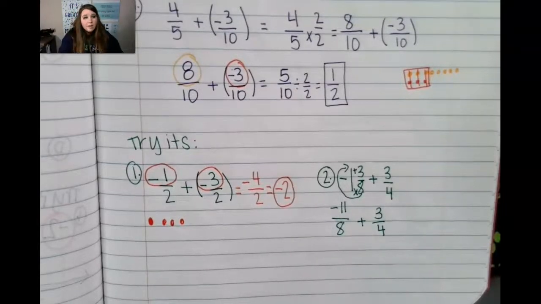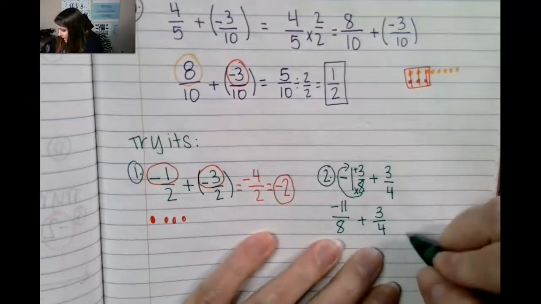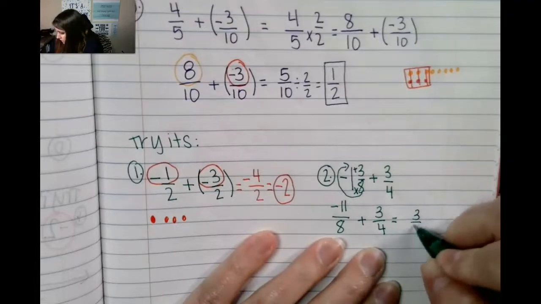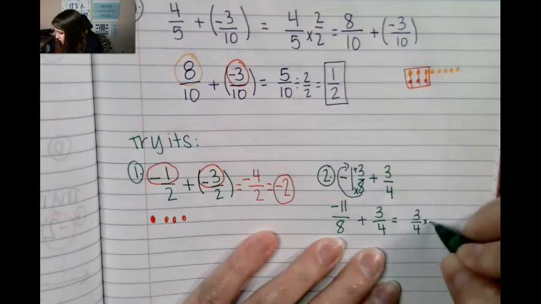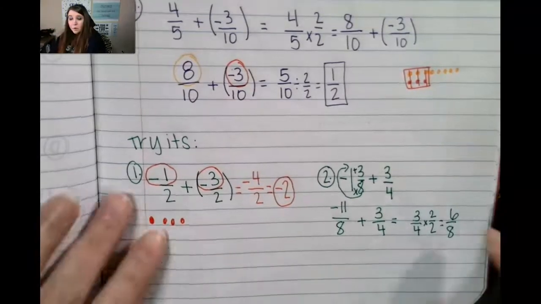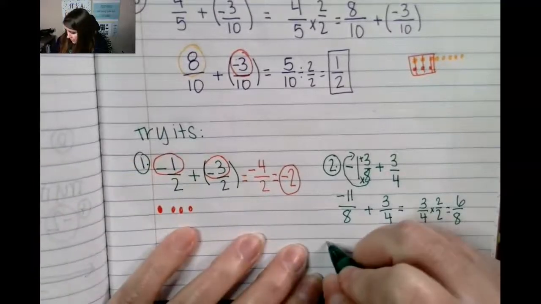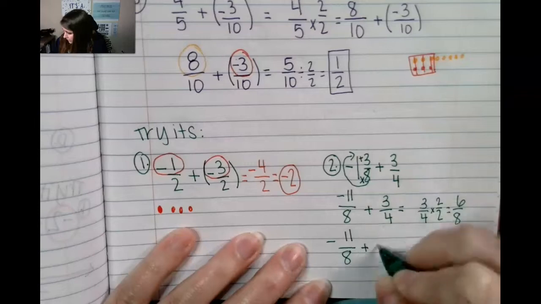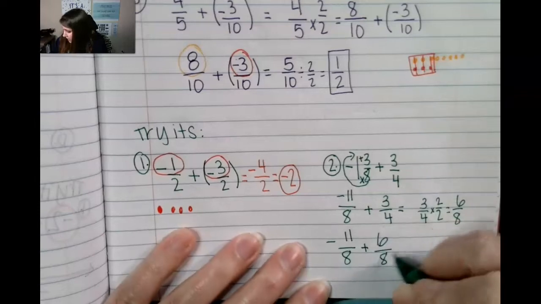So my job now is to make common denominators. So now I want common denominators. I know that 4 can become 8. So 3/4 times 2 over 2, that gives me 8, and that gives me 6. Okay, so I am really adding negative 11 over 8 plus 6 over 8.